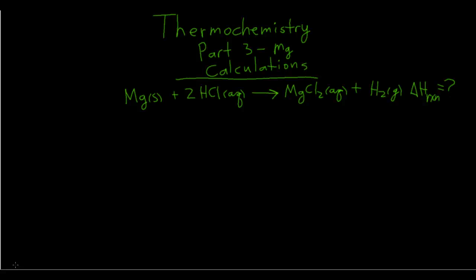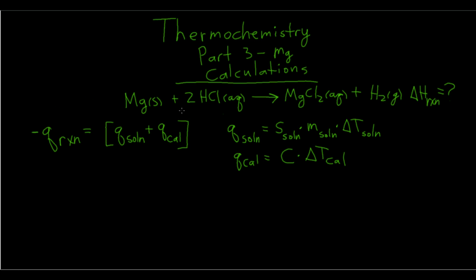This is a video explaining part 3 of the experiment in the calculations, how to calculate the heat of reaction for this chemical reaction which you performed. Solid magnesium reacting with hydrochloric acid to form aqueous magnesium chloride and hydrogen gas. So this reaction, it's an exothermic reaction, energy is released.